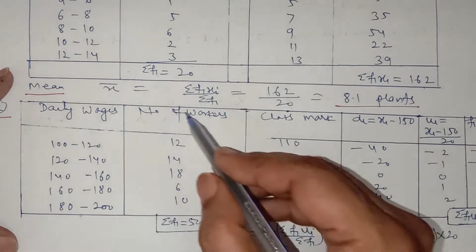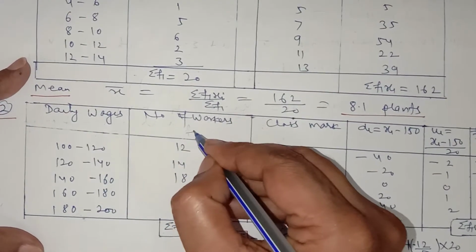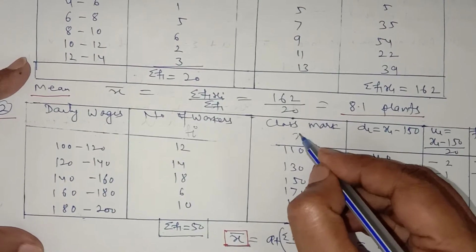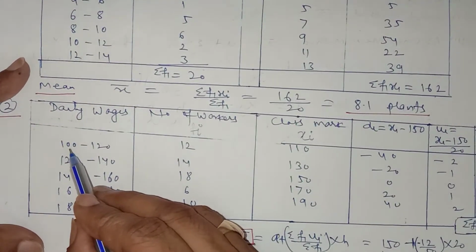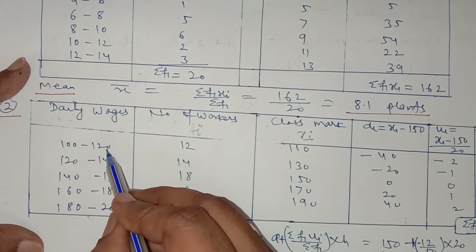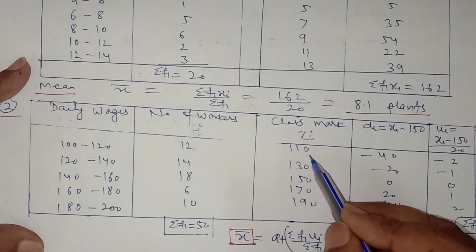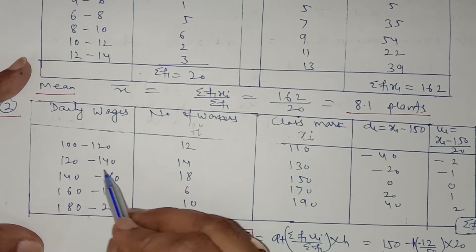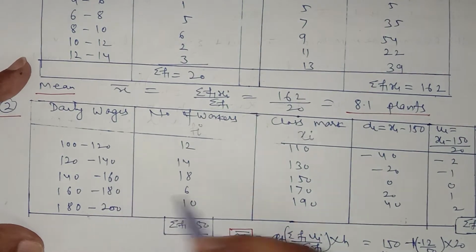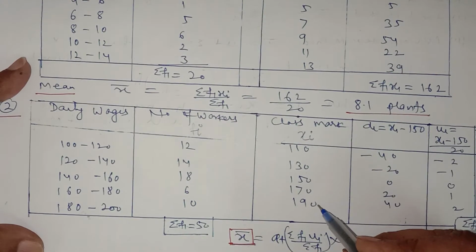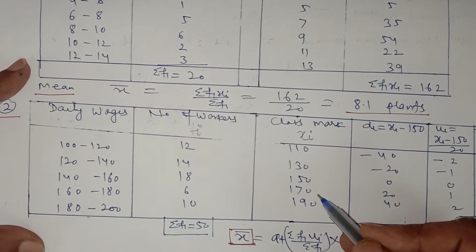So the number of workers is the frequency, that is fi, and the class mark is known as xi, which is obtained by adding lower limit plus upper limit upon 2. That is 100 plus 120, that is 220 upon 2, which is equal to 110. The class mark of the next class interval will be 260 upon 2, that is 130, and so on. I am doing this question with the deviation method, the assumed mean method.